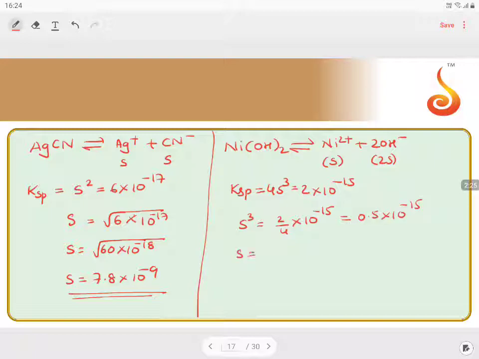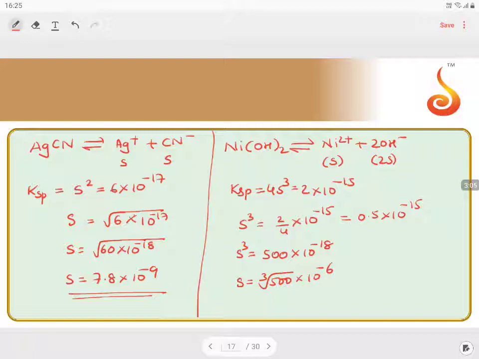So S is equal to, you will be getting an answer approximately, you can take the value around 500 × 10^-18. 5 × 10^-16 becomes 500 × 10^-18. So S will be cube root of 500, cube root of 500 × 10^-6.